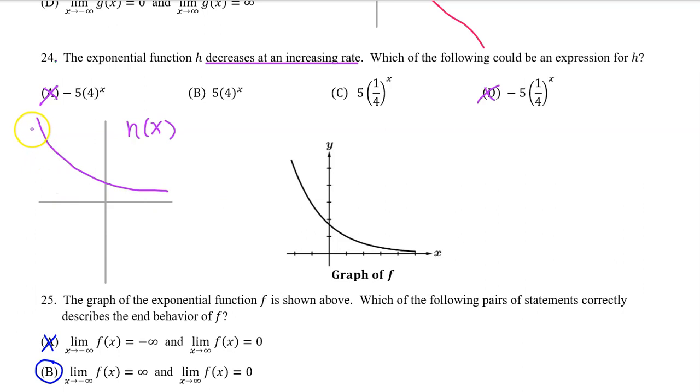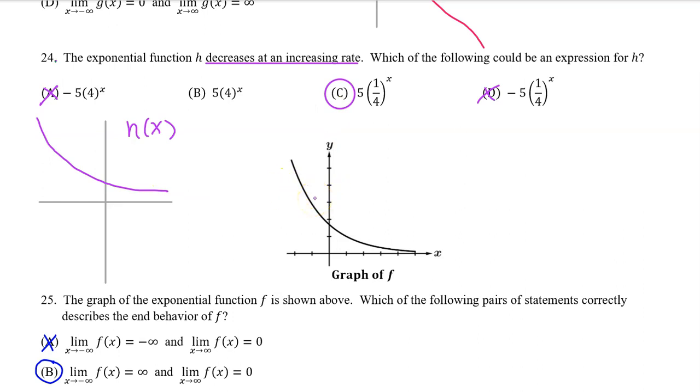Also, from left to right, we had to draw it so that it was approaching 0. That means the b value has to be between 0 and 1. So that's why the final answer is C. Now I told you I was going to explain this two different ways.